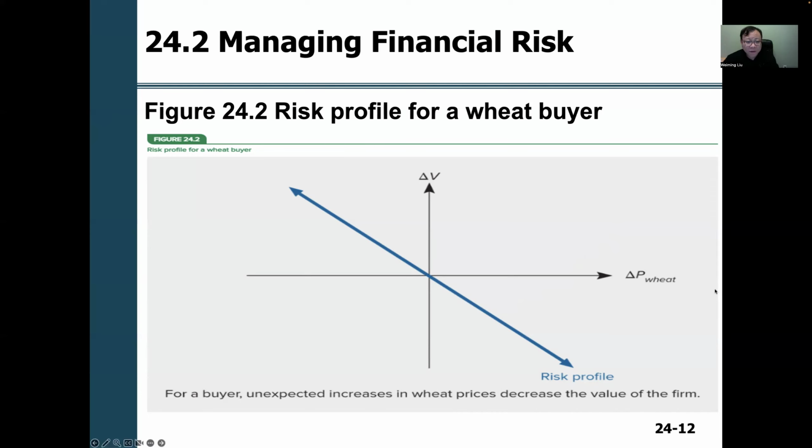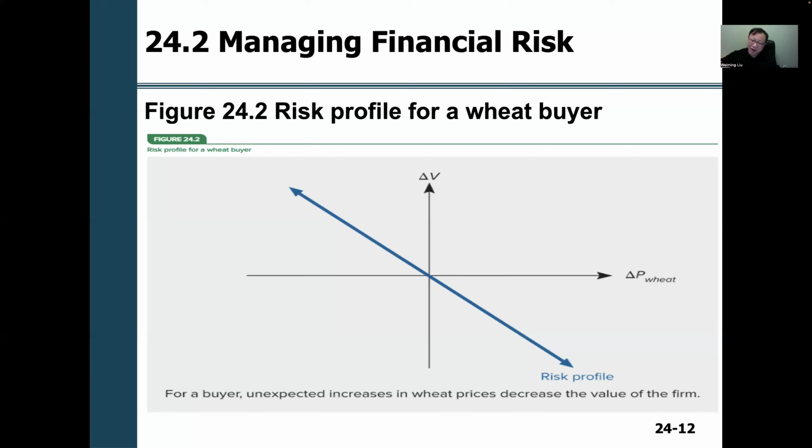For a buyer, they are hoping that the price will decrease, right? So if the price decreased, then the value increased. So the unexpected increase in the wheat price will decrease the value of the firm. Okay. So you are buying, so you are paying the money. If the price is going up, you have to pay more. That means the firm value will decrease.